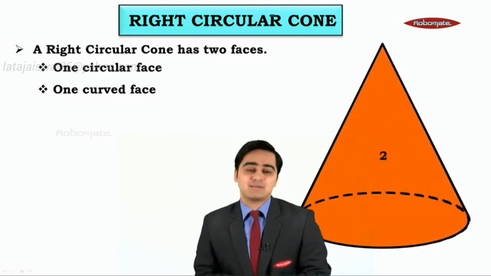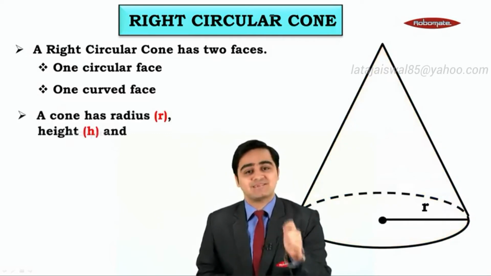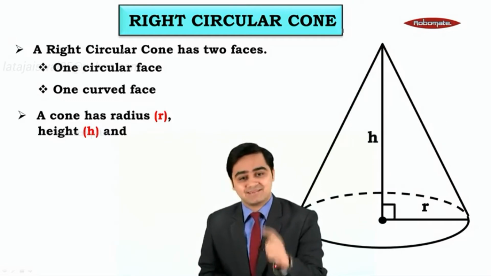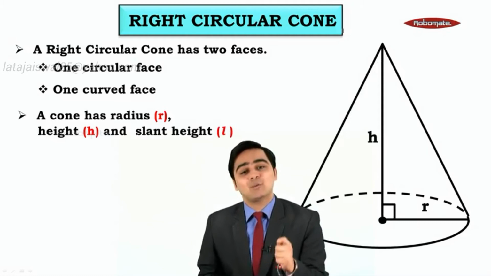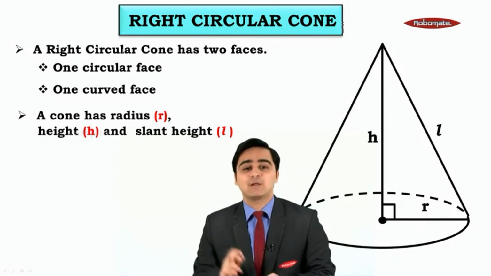Now let's talk about the dimensions. We can say that a right circular cone has radius r. Observe, this is the radius r. Second, we can say it has perpendicular height h. This is perpendicular height h, and it also has a slant height L. So this is the slant height L of the right circular cone.